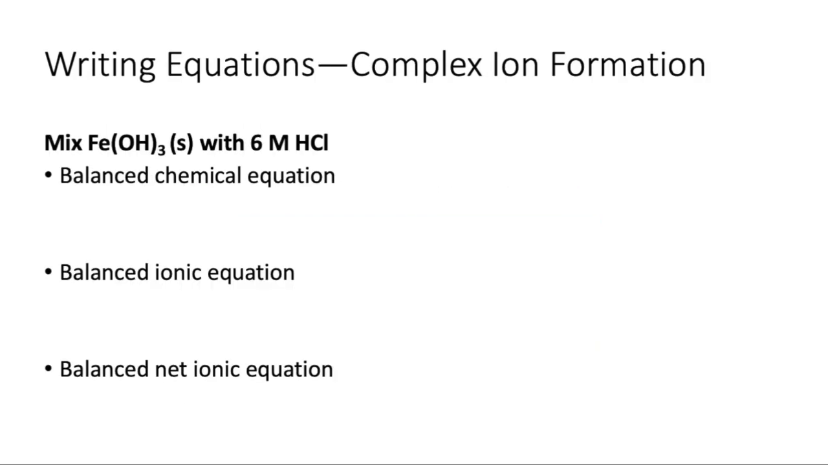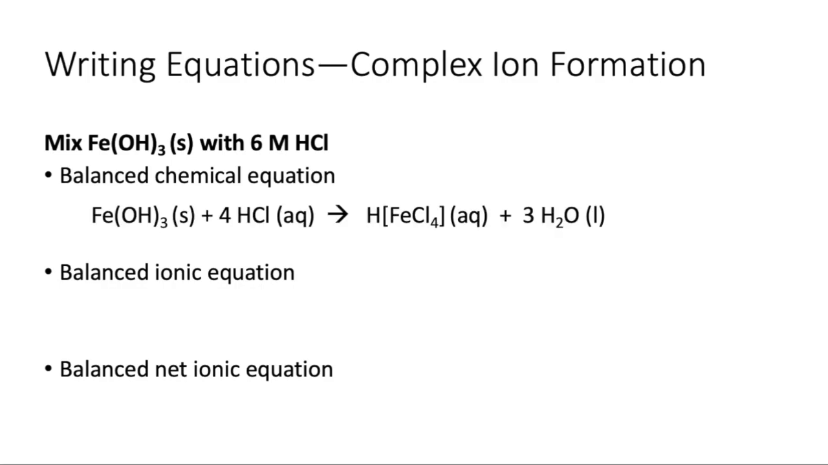Let's do an example here. If we're mixing iron(III) hydroxide, Fe(OH)3, which is a red solid, and we're mixing it with 6 molar hydrochloric acid, which is a colorless solution, and we write out our balanced chemical equation, we are forming here a complex ion, FeCl4-, so that's why it's in brackets here, because it's a complex ion. And we can write out the whole balanced equation.